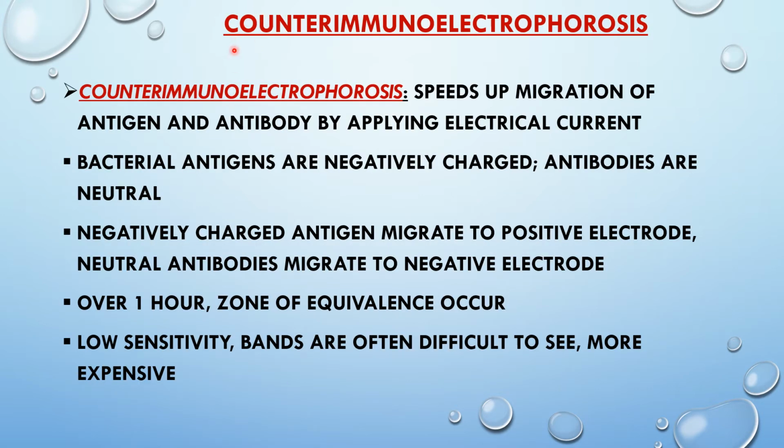One more example of precipitation test is counter-immunoelectrophoresis. Counter-immunoelectrophoresis speeds up the migration of antigen and antibody towards each other by applying an electrical current. Bacterial antigens are negatively charged, whereas antibodies are neutral. Negatively charged antigen migrates towards the positive electrode, whereas neutral antibodies migrate nearby to the well. Over 1 hour, a zone of equivalence occurs. This test has low sensitivity, bands are often difficult to see, and it is more expensive.